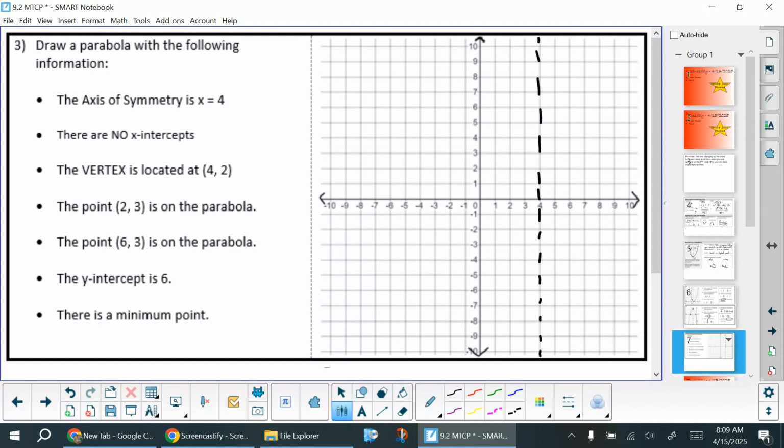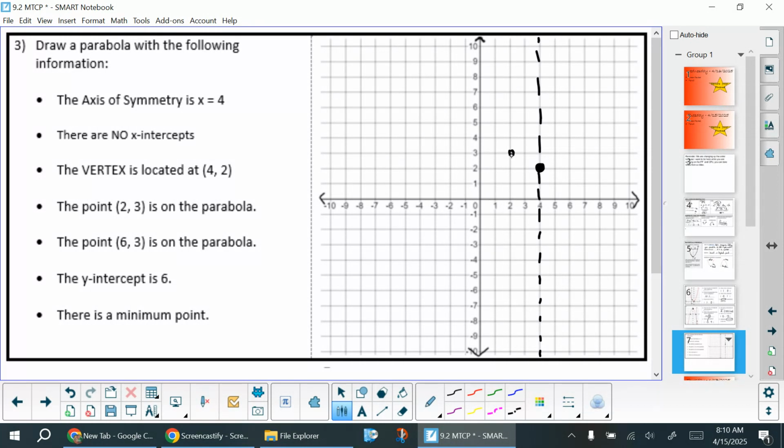It says there are no x-intercepts, so we'll keep that in mind. There's no place on this x-axis where it crosses. None. The vertex is located at 4, 2. So I'll plot that. At this point, I want to think about the fact that if there's no x-intercepts, and that's my vertex, it's probably an up. Well, it's got to be an up, up, because if it went down, down, it would cross the x-axis. Okay, there is a point, 2, 3 on the parabola.